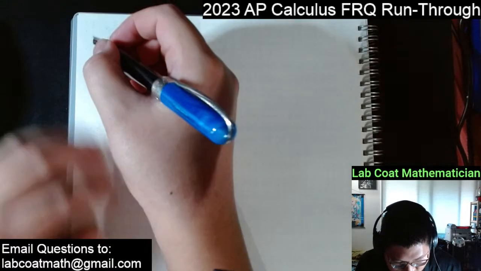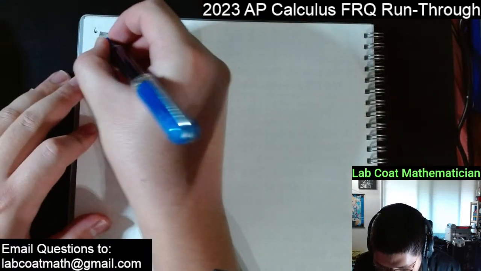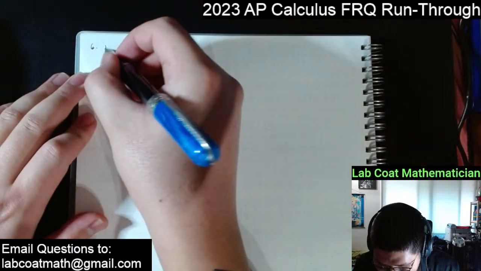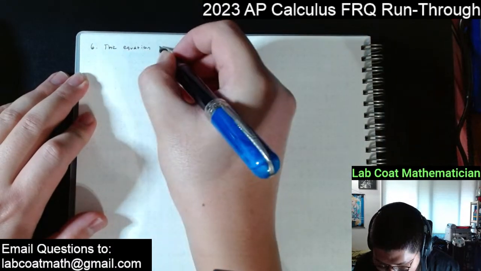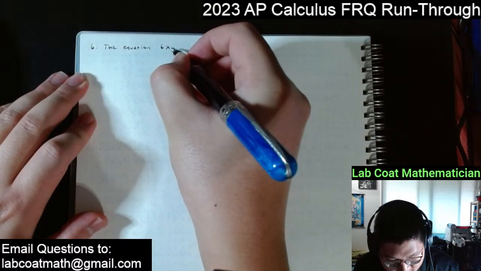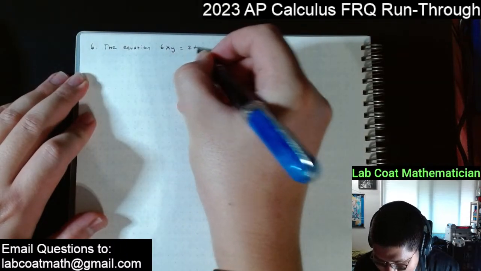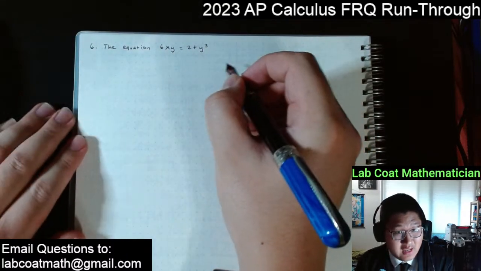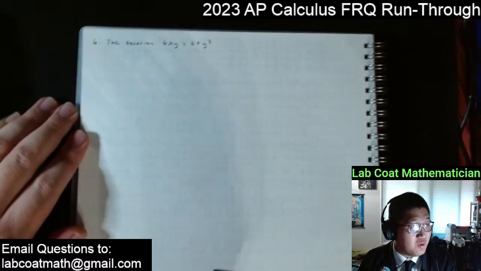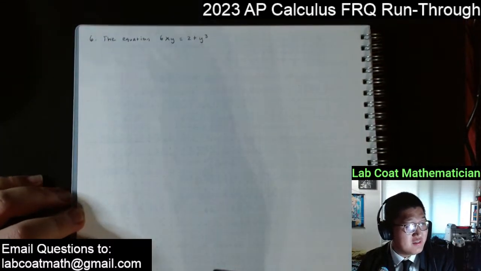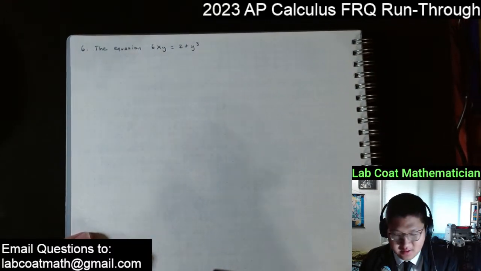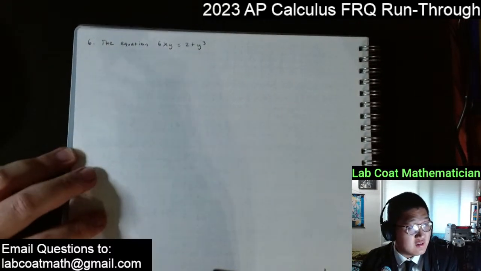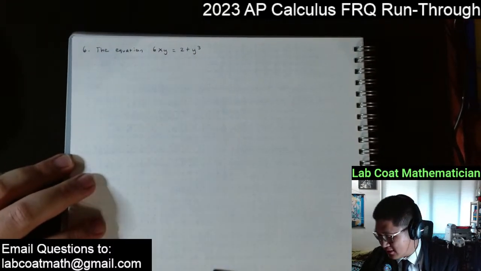Okay, so they tell us that we have the equation 6 times x times y is equal to 2 plus y to the third power. And that's it. That's all the context they're going to give us for question number 6. Very interesting. Okay, but nonetheless, let's see if I straighten this all out here. I keep hitting my camera.